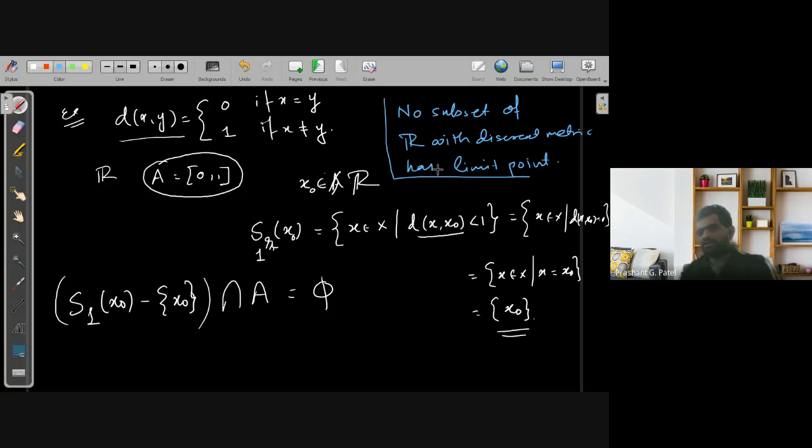Okay, so if you change your metric, then also the scenario will be changed. Previously, with the usual metric, the limit points of this set are the closed interval [0, 1]. But if you change the metric, it is nothing. So that's why if you change your metric, if you change your space, the scenario will be changed.